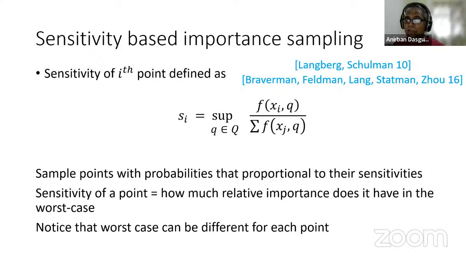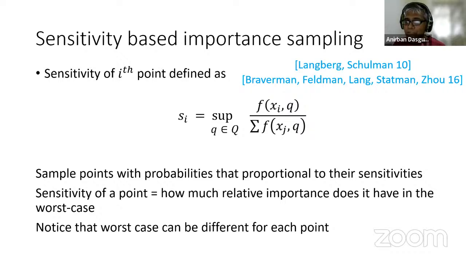And this is what we will interpret as the probability of sampling a particular point. It won't be exactly the sensitivity; it will be some function of the sensitivity. Notice, right, that for every point there can be a different query that makes it achieve its sensitivity. That is perfectly fine. Notice also, I have not told you how easy it is to calculate the sensitivities, right? We'll come back to that.